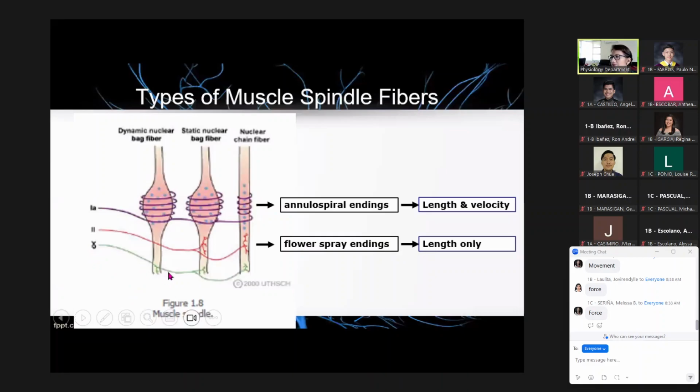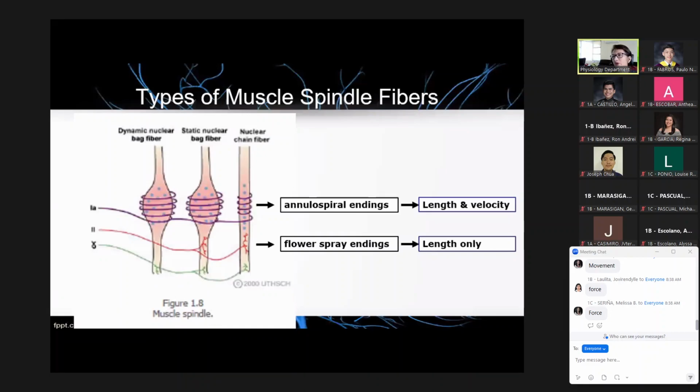Gamma terminates on the, dun sa ends, okay, dun sa polar ends. Okay, now why is it important to take note of this? The polar ends of your fibers of this nuclear bag and your nuclear chain fibers are composed of contractile muscles. So the polar ends are able to contract, so that if your gamma motor neurons innervate the polar regions, it means that these ends are able to contract.